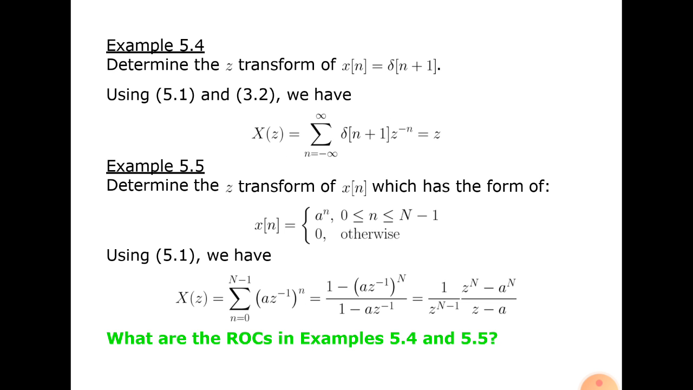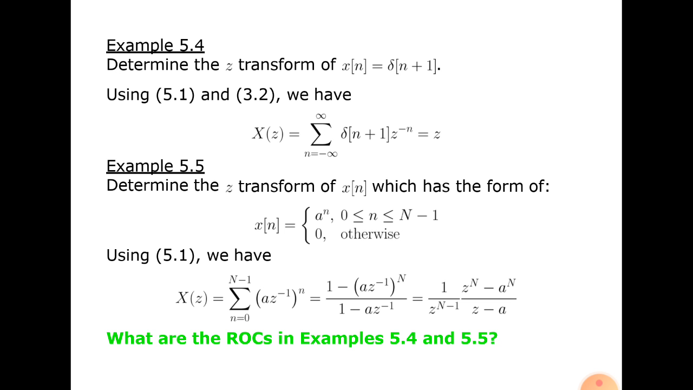Determine the z transform of x of n equals delta of n plus 1. Using the formula X(z) equals the summation from n equals minus infinity to plus infinity of x(n) z to the power minus n. Consider the signal x of n, which has the form x of n equals a to the power n for n between 0 and N minus 1, and equals 0 otherwise.